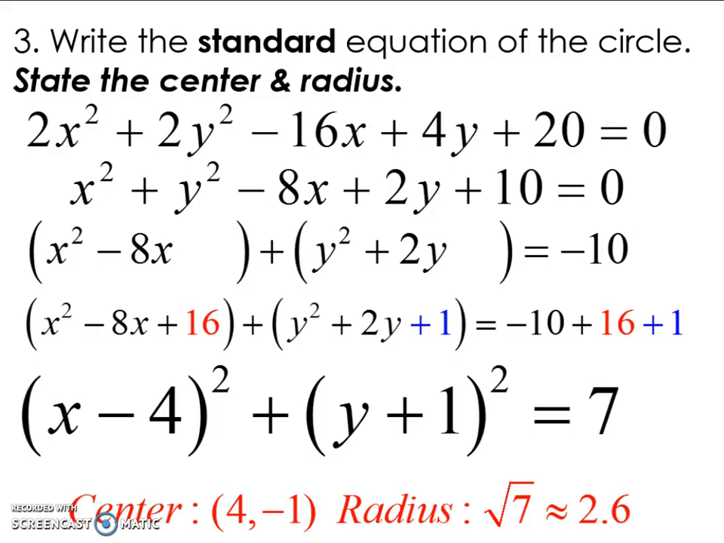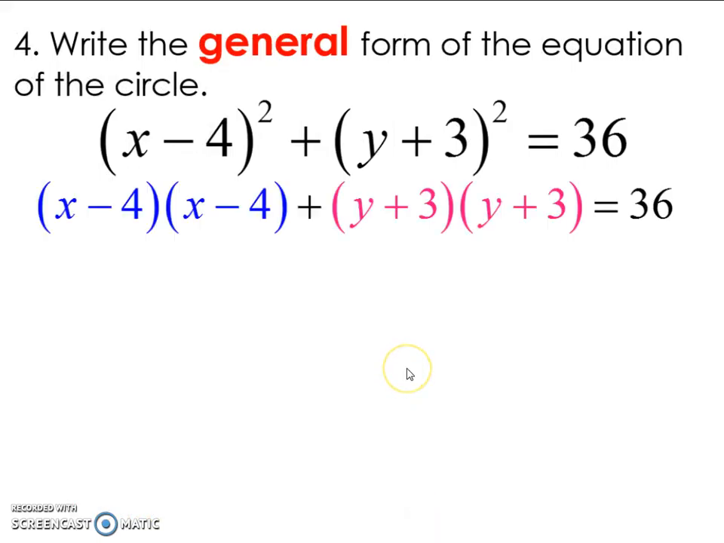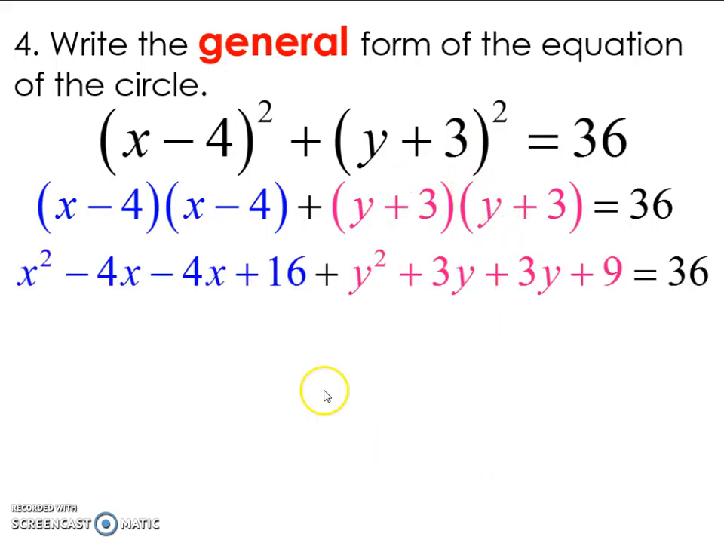And then finally, one to make sure you can go the other way. Now, instead of writing it in standard form, I give it to you in standard form, and I want you to write it in general form. The first thing you do is expand. (x minus 4) quantity squared can be written as (x minus 4) times (x minus 4). (y plus 3) quantity squared can be written as (y plus 3) times (y plus 3). Now you're going to distribute twice.